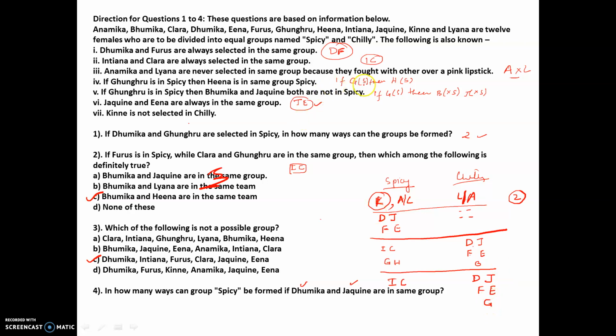Now if G is in S, H has to be in S, but if G is not in S, H can be anywhere. Similarly, if G is not in S, B and J can be anywhere, right? They may not be in spicy. So if A happens, B will happen. If A does not happen, B, the second part, may or may not happen. So that means I can keep all the other members out here, right?